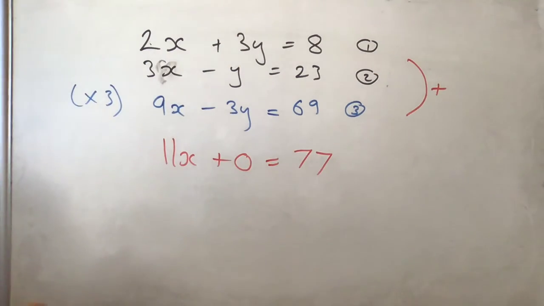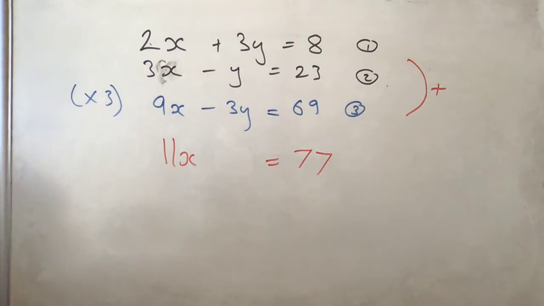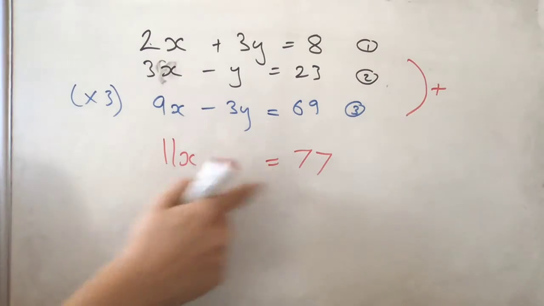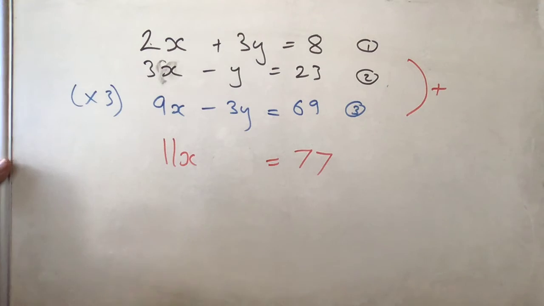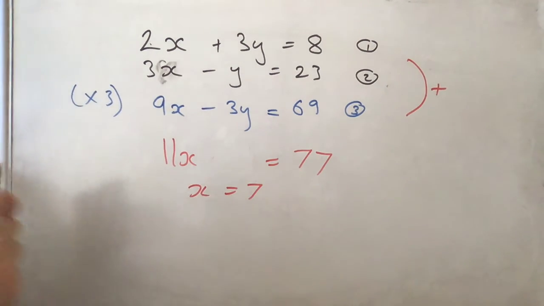Okay, so we can get rid of this plus 0 because it doesn't really mean anything. So we've got 11x equals 77. And we want to find out what the value of x is, so we simply divide 77 by 11 to get the value of x. And here, x is equal to 7.